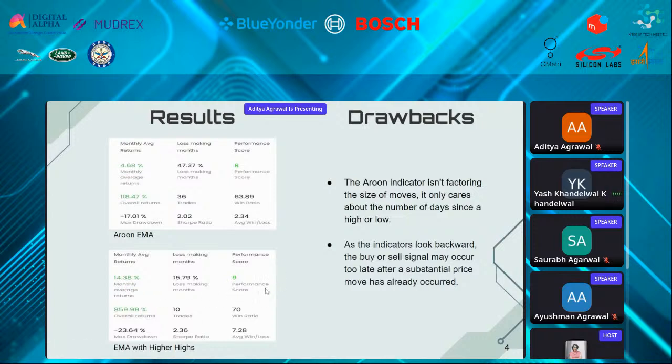Now let's talk about drawbacks. Firstly, the Arun indicator isn't factoring in the size of moves. It only cares about the number of days since a high or low. Secondly, as indicators look backward and use past information to generate signals, the buy or sell signal may occur too late after a substantial price move has already occurred.